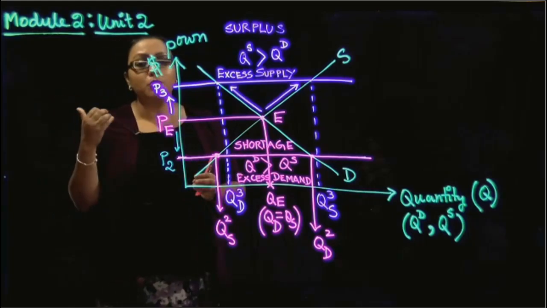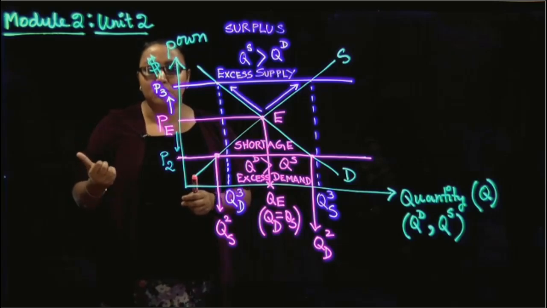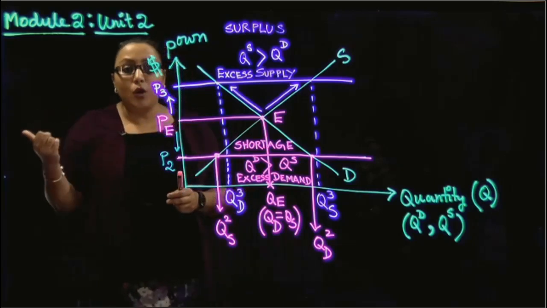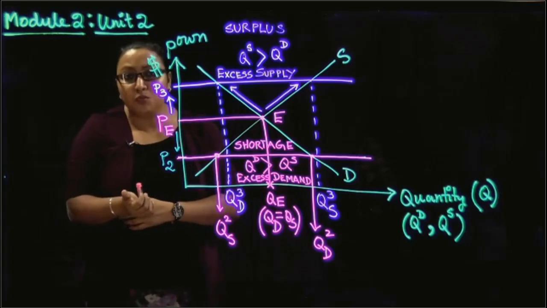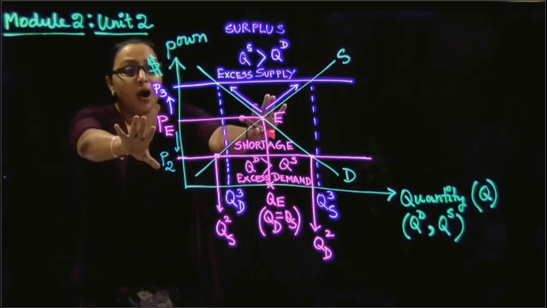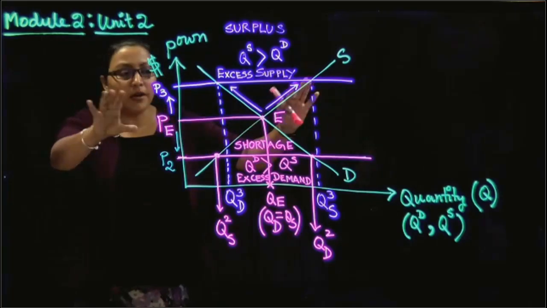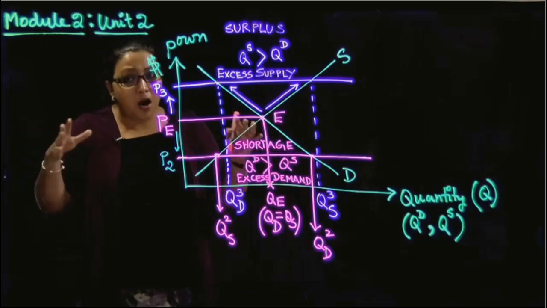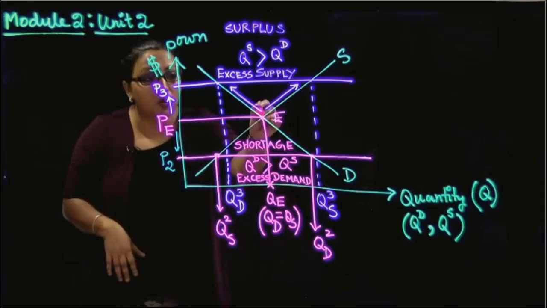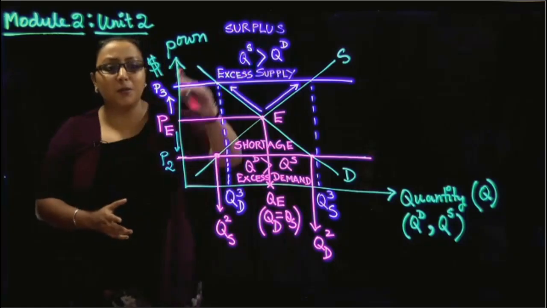If you remember from your module 1, unit 1, one of our fundamental principles was that the market always gravitates towards an equilibrium. A market always moves towards an equilibrium. If the market was just left on its own and nobody did anything to the market, there was no intervention by a third party, even then the market would work its way towards the equilibrium. Let us see how. Let's say there is a surplus in the market.